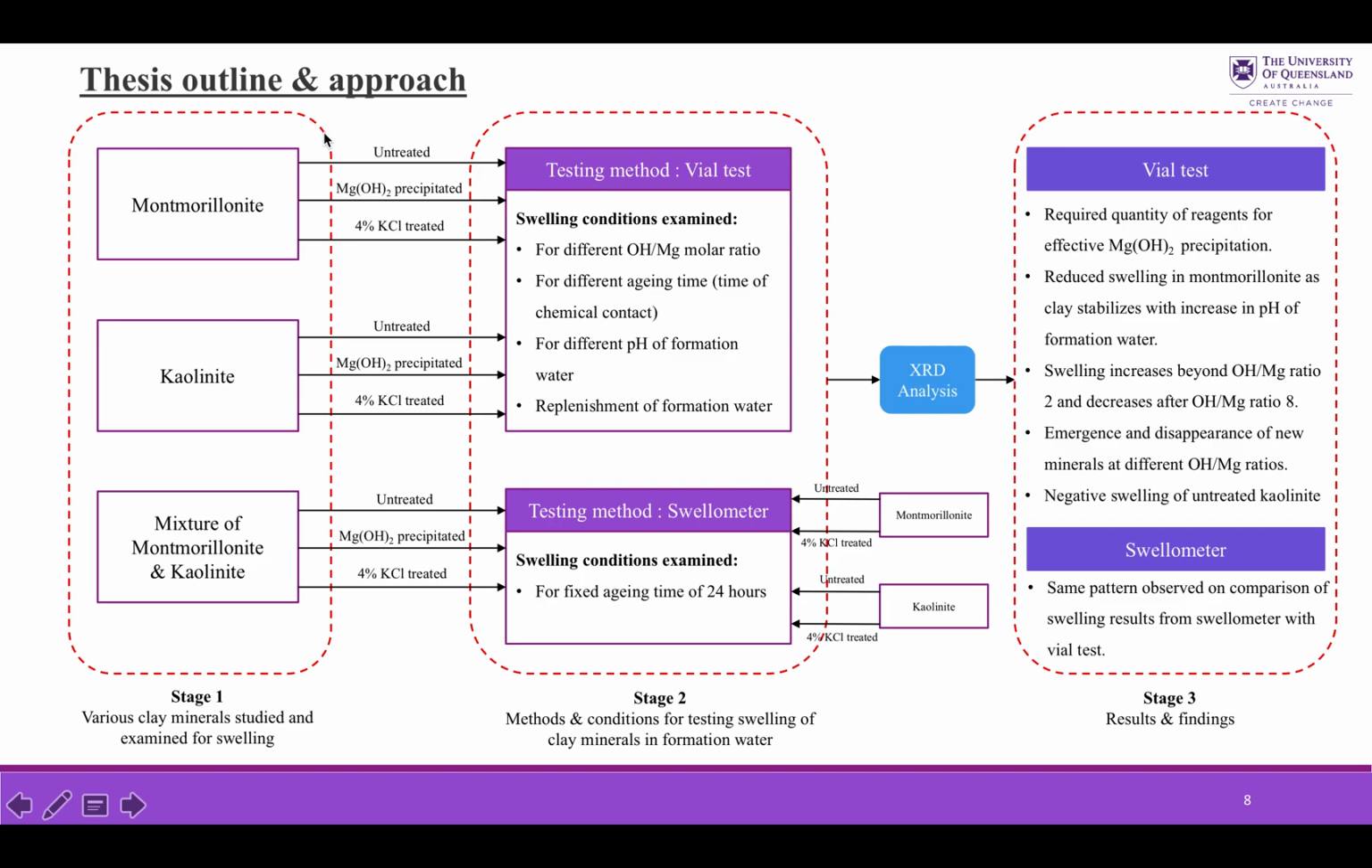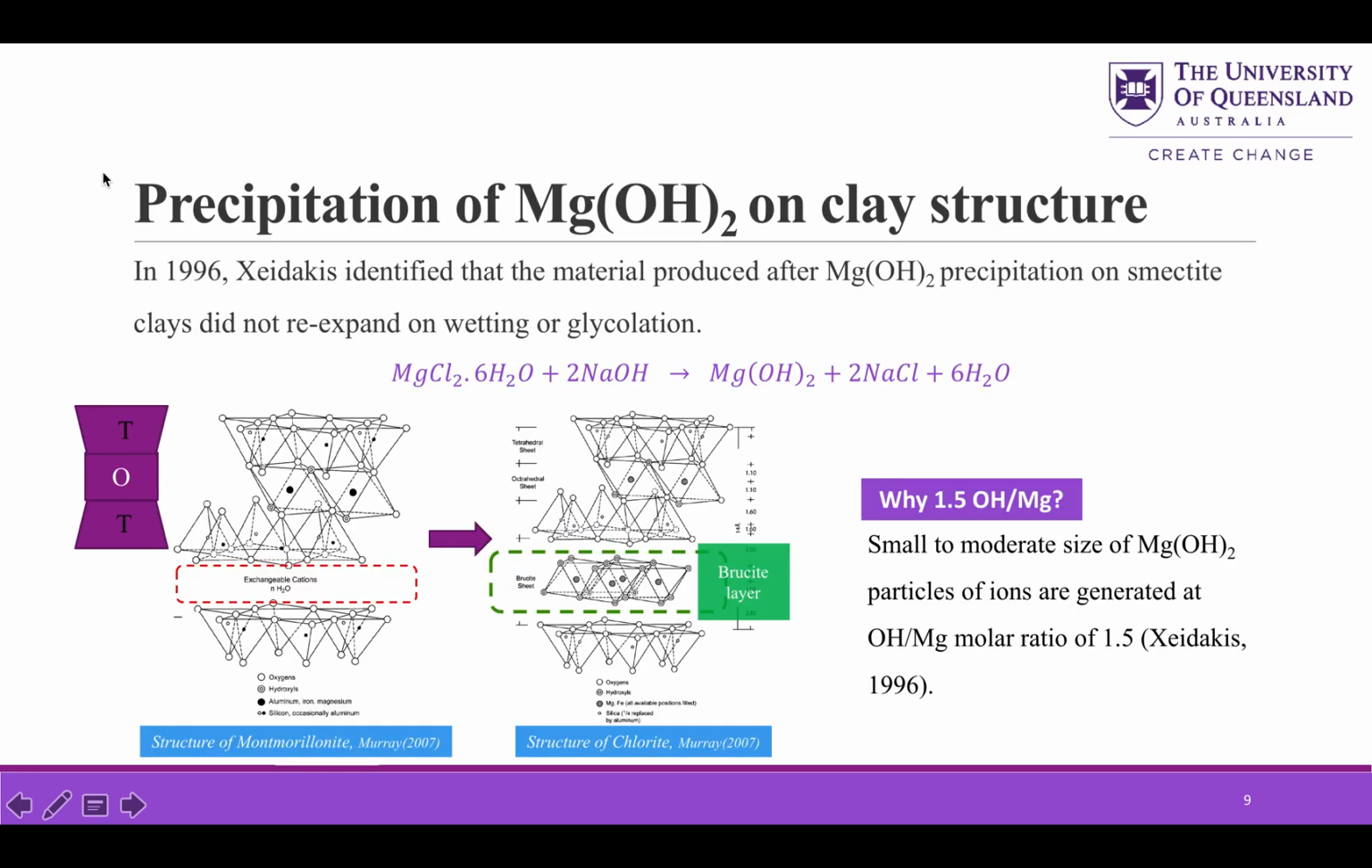A quick description of the thesis approach. In stage 1, I studied the minerals, and in stage 2 I applied the methods to examine the conditions and interpreted the results using XRD, and the results are discussed as follows. Before heading to the results, a quick insight on precipitation of magnesium hydroxide on clay structure and how this happens.